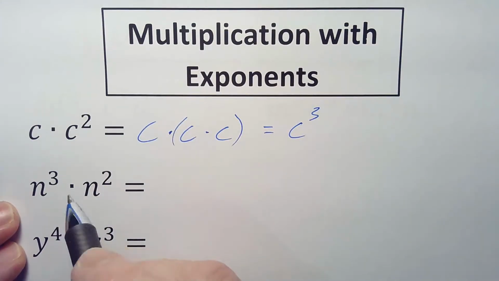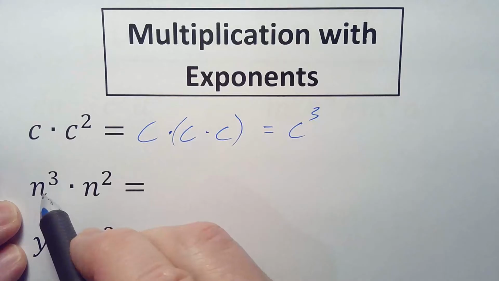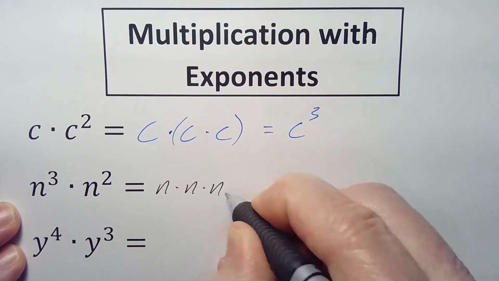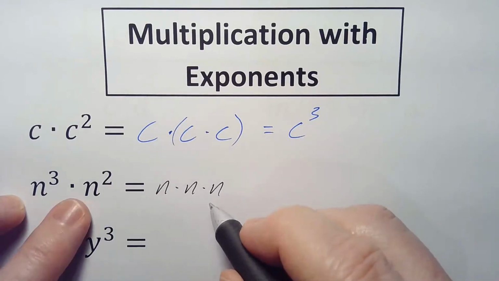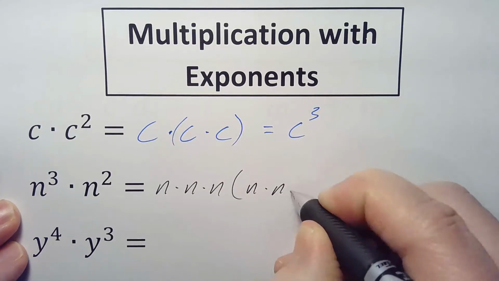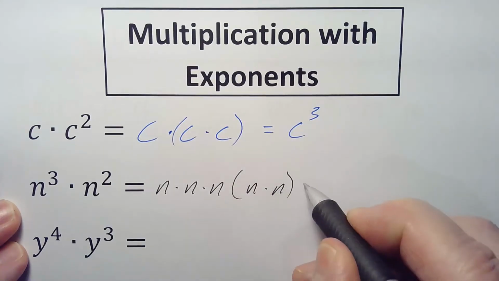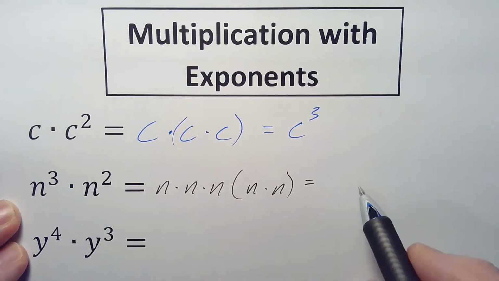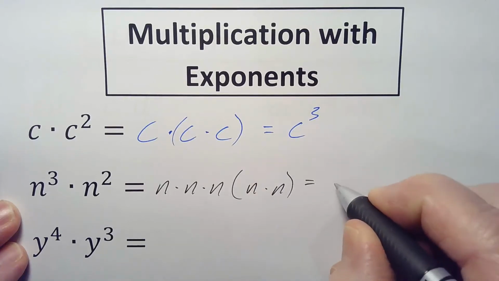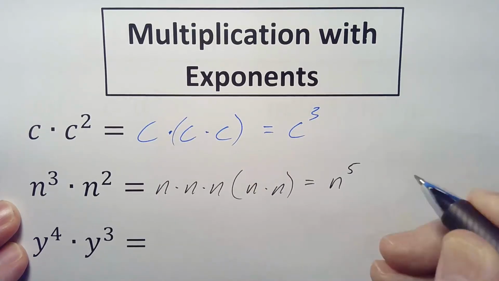Let's sit down and look at this one and group it. I've got n cubed, right? So I've got n times n times n. I've got three n's. Now the second one here, I'll say that's n times n. Let's now put it back together again. I got 1, 2, 3, 4, 5. So that's n to the fifth.